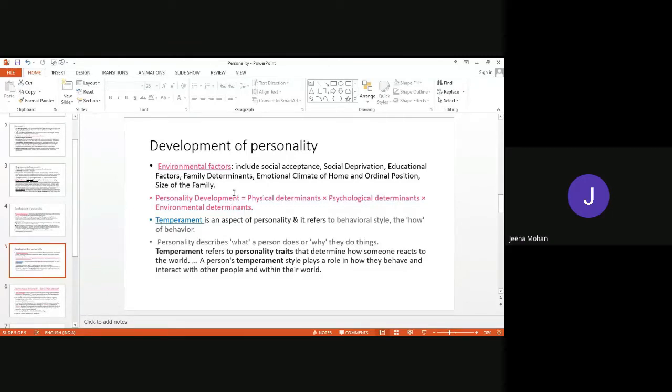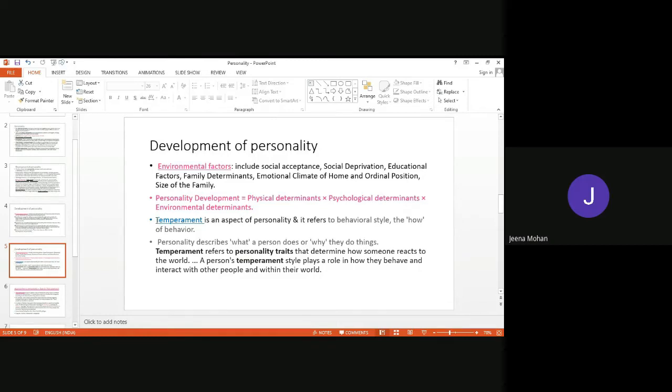Then just like I mentioned the trait, similarly, this term is also very important. That is temperament. That is also very important when we talk about personality. So what do you mean by temperament? Temperament means it is a behavioral style. We can say that it is a behavioral style, or it is an aspect of personality. It's a behavioral style. That is how a person behaves in a particular situation.